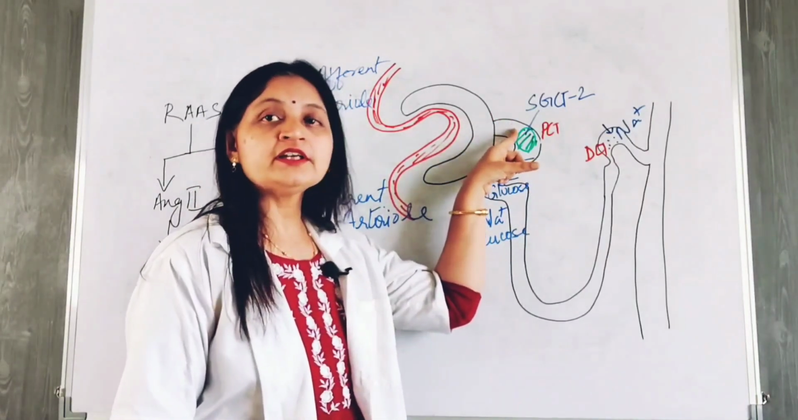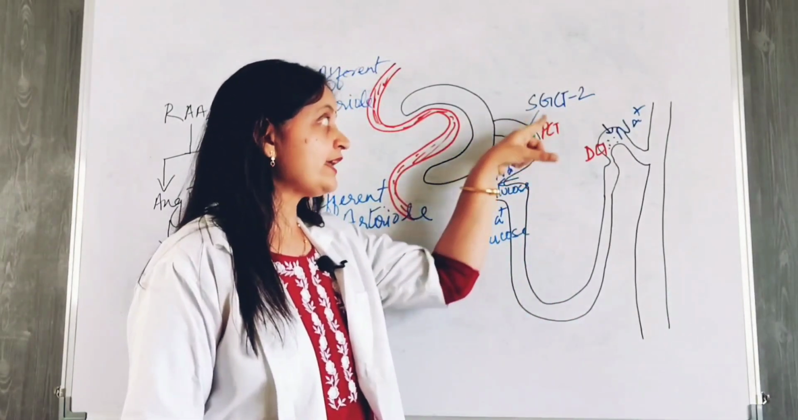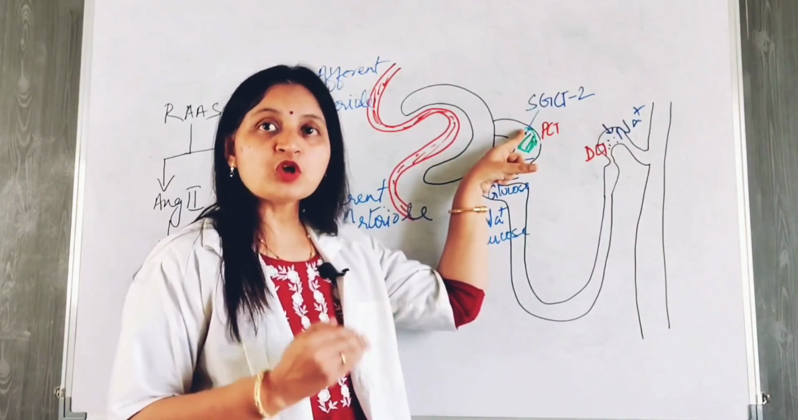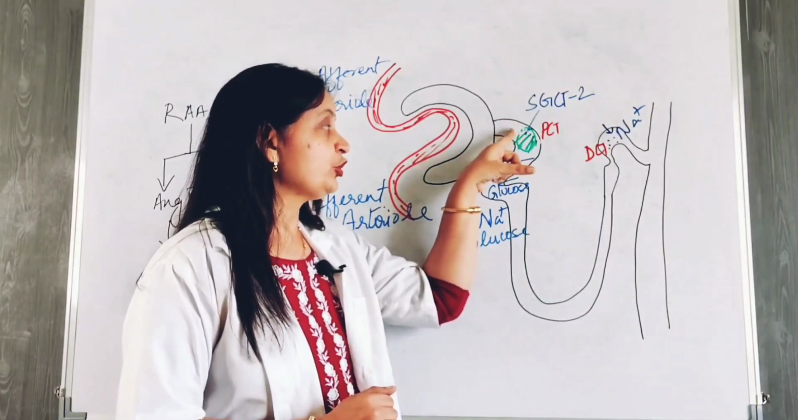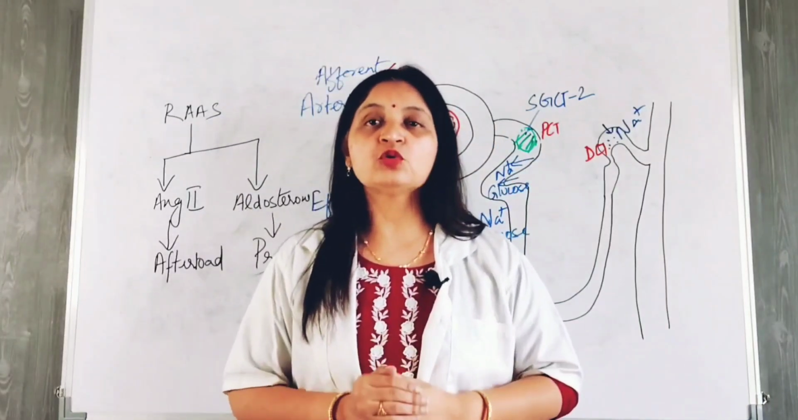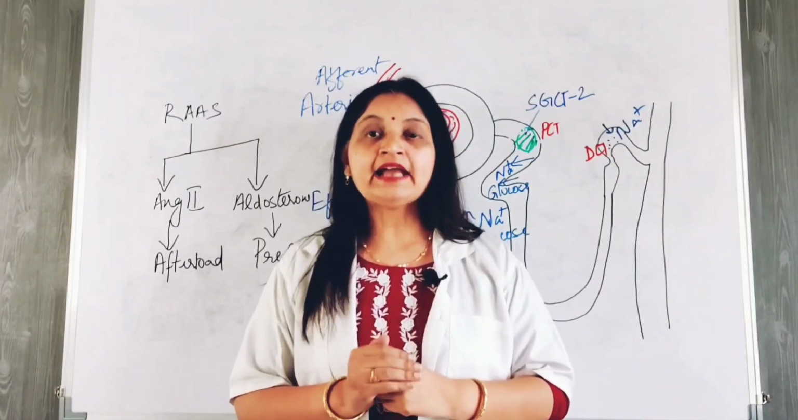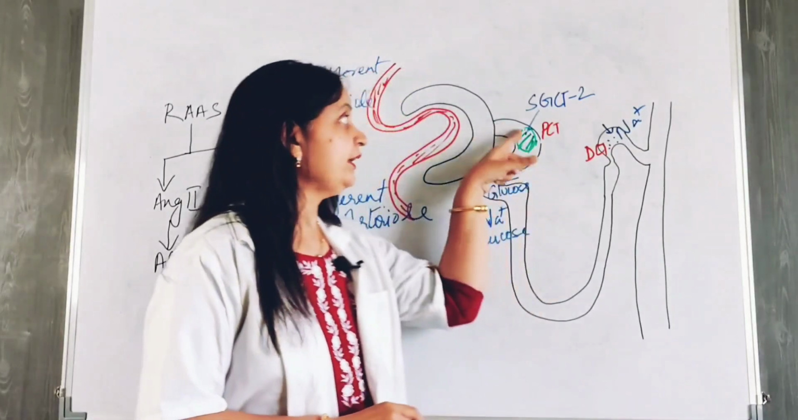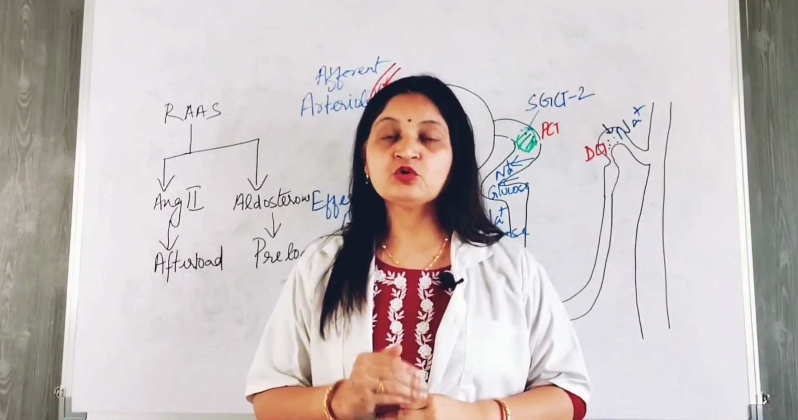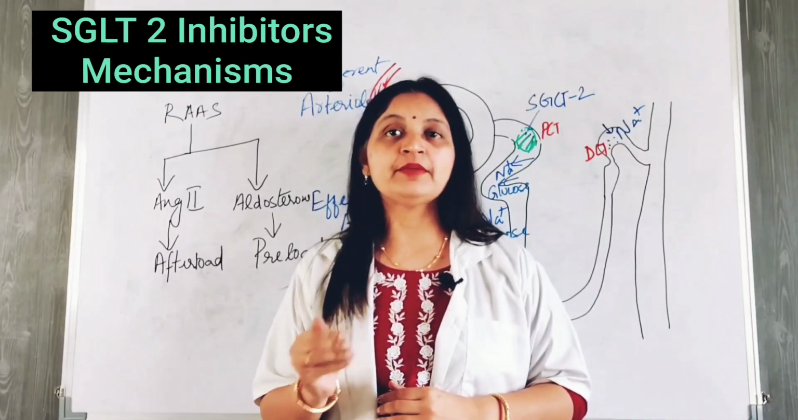Now, in the proximal convoluted tubule, transporters known as sodium glucose cotransporter 2 are expressed in the tubular lumen. Now, the function of these transporters is to reabsorb sodium and glucose from the tubular lumen into the interstitium. So SGLT-2 inhibitors, acting as anti-hyperglycemic agents, inhibit the sodium glucose transporters, thus reducing the reabsorption of glucose, reducing the reabsorption of sodium, causing excretion of glucose and sodium in urine.